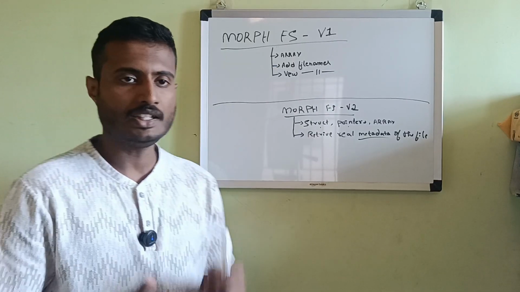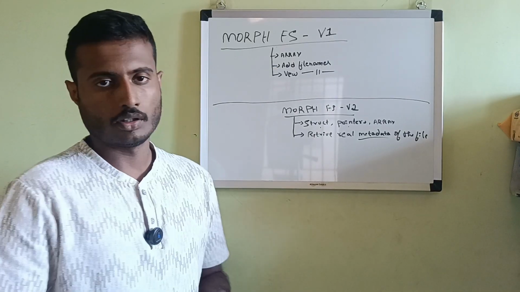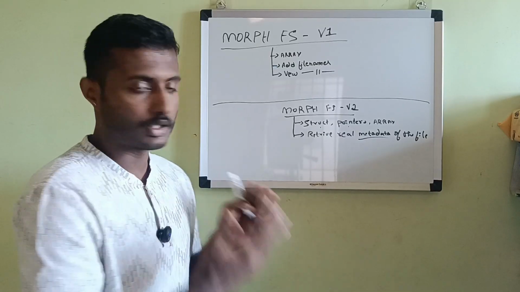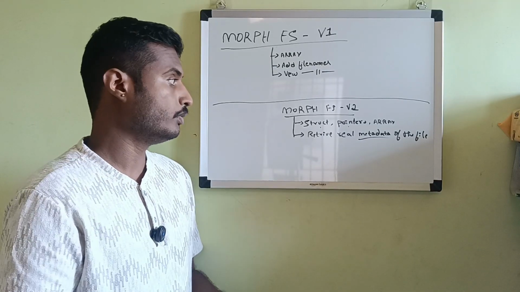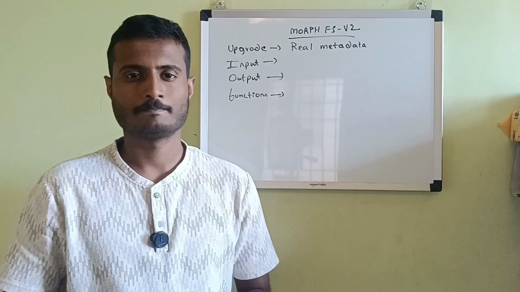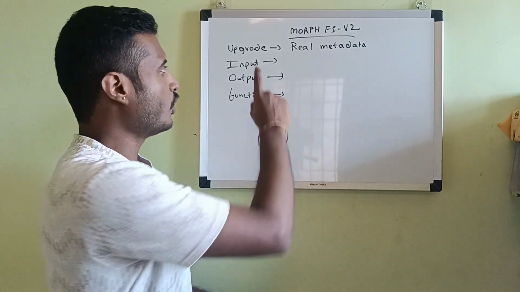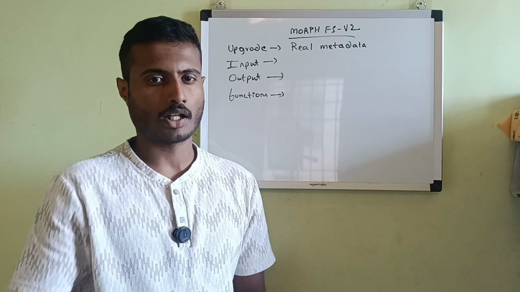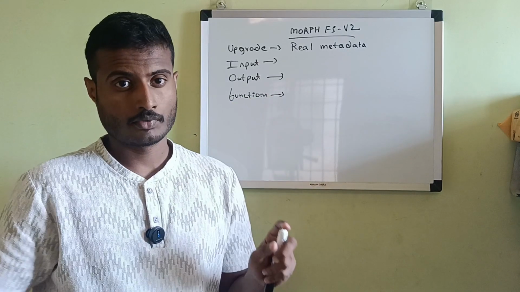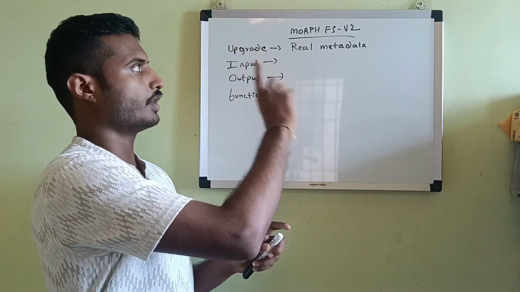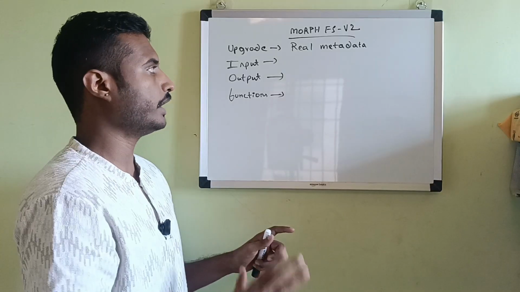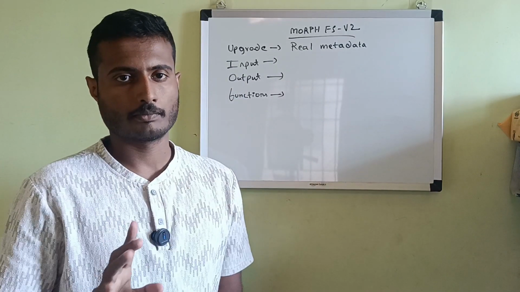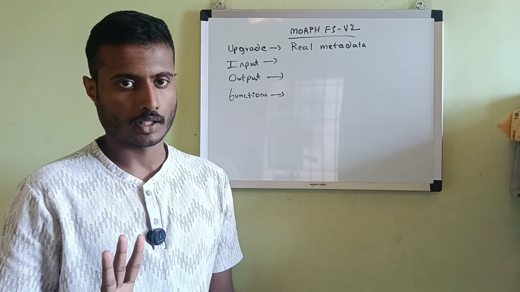That being said, let's dive in, let's dissect it and understand what we have to do to make this happen. Let's go one by one. Now the upgrade is that we have to get the real metadata of a file. Again, for your information, this version 2 only gives one file's metadata at a time, one single file's metadata at a time.